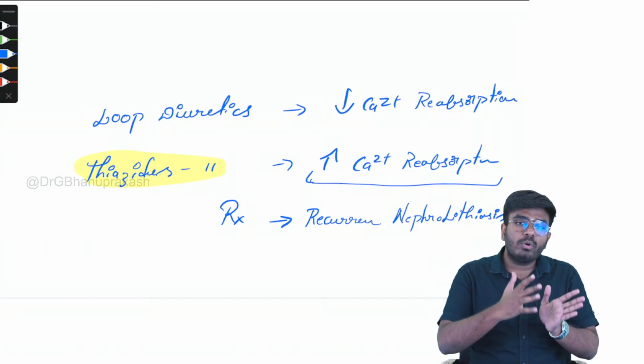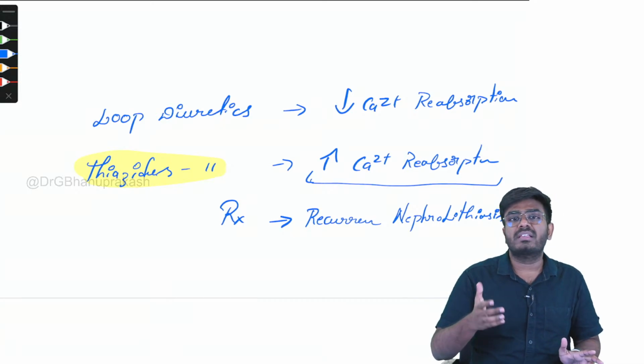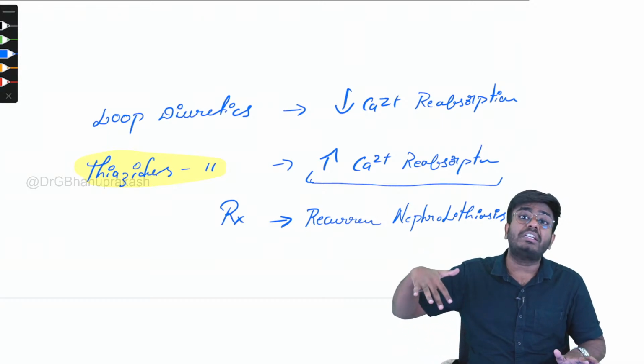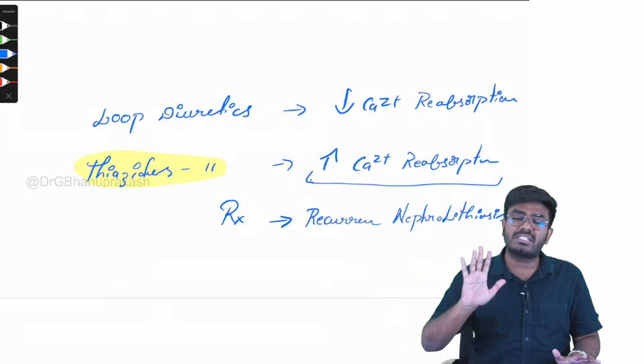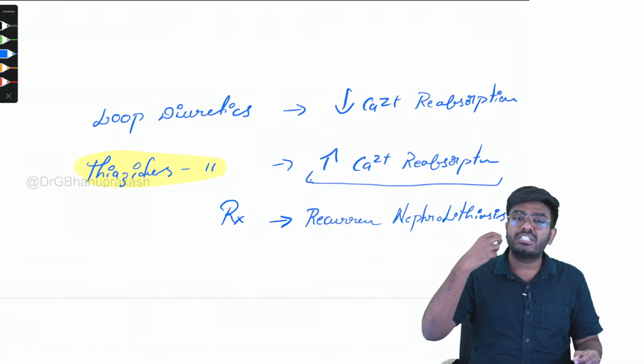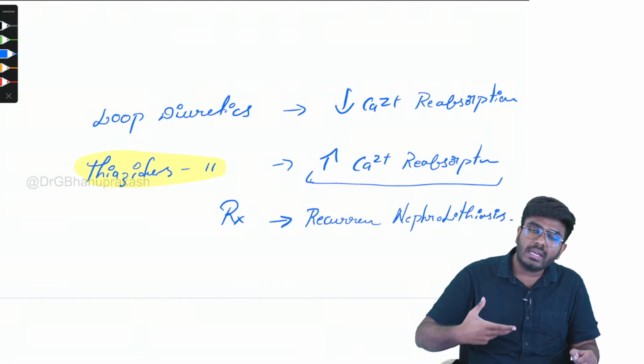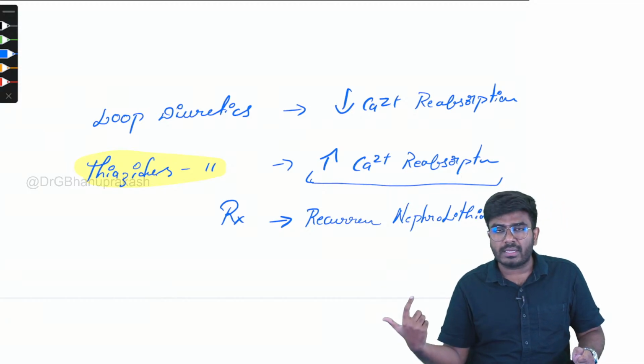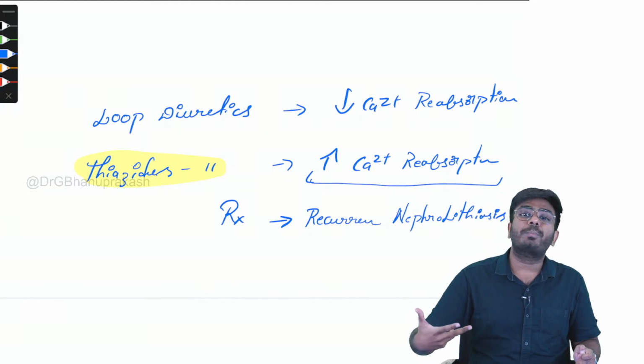The amount of calcium reabsorbed with the help of thiazide diuretics is not enough for treating bone problems. It's not that much. Usually if you want to treat bone related issues, you have to give calcium supplements. So thiazide diuretics treating bone pain is not going to be a very practical thing.